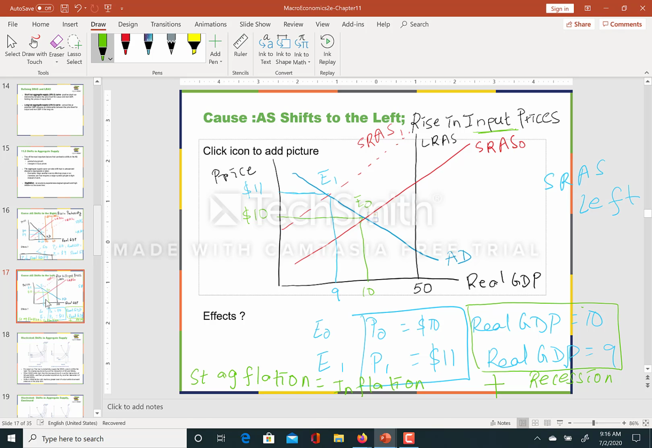Definitely these are not output prices. So inputs are what we need in the production process, and what we have on this vertical axis are the price of the final product. So do not really confuse the output price to the input price.